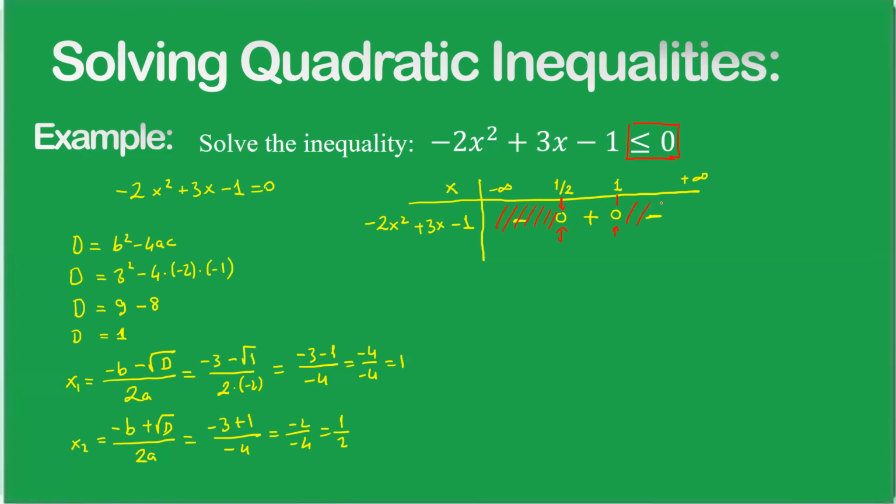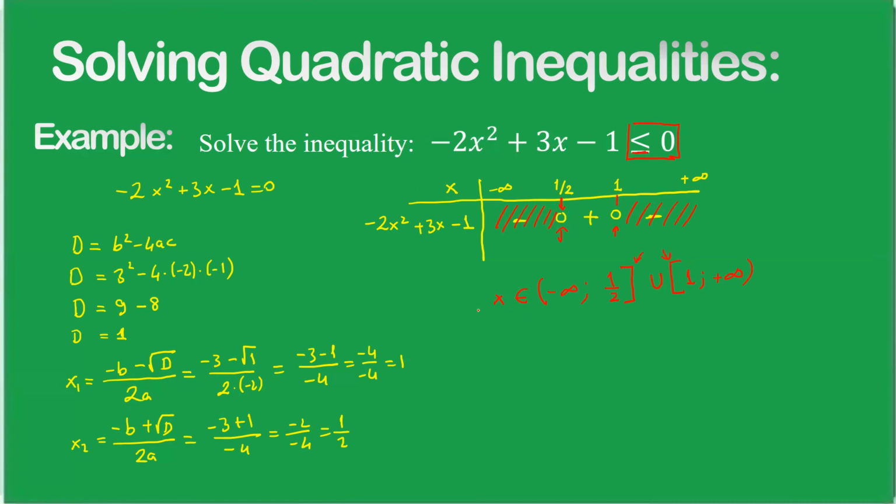Okay, now let's write the solution set. x is an element of from minus infinity to 1 over 2. 1 over 2 is closed, so we're going to use square brackets. Union from 1 to plus infinity. If we have less than or equal to or greater than or equal to, we're going to use these square brackets. Don't forget that.